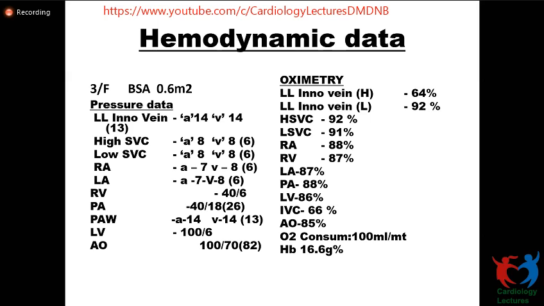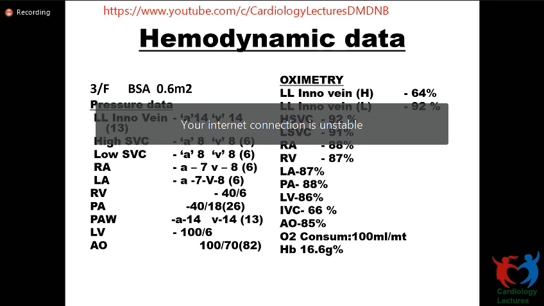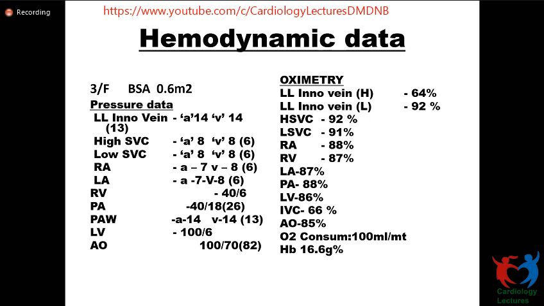And low SVC: A wave is 8 and V wave is 8. Equals, no gradient. Right atrium: A wave is 7 and V wave is 8, mean is 6. So there is no gradient. Okay, right. LA: A wave is 7 and V wave is 8, mean is 6, exactly the same as the right atrium. So there is an unobstructed large ASD. Very good.